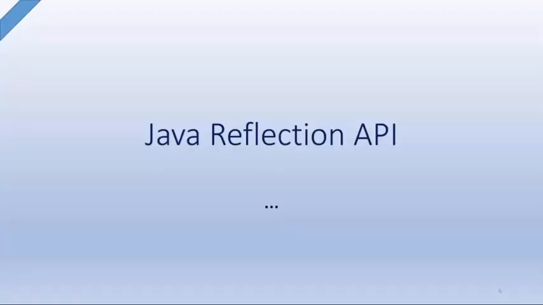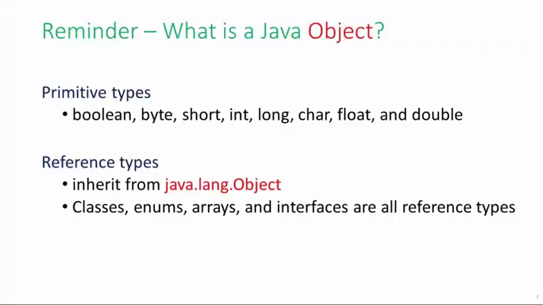So let's start with the Java Reflection API. I'm going to go fast on that. Quick reminder: what is a Java object? Well, we know that we have primitive data types: boolean, byte, short, int, long, and so on and so forth. And we know that we have reference data types. So when we talk about a Java object, we really talk about references to those objects most of the time.